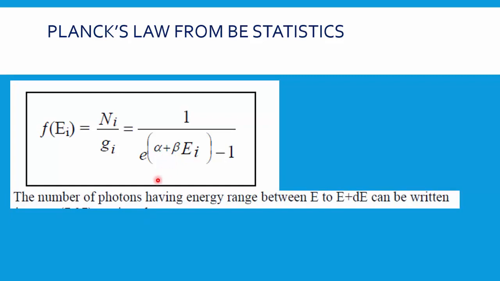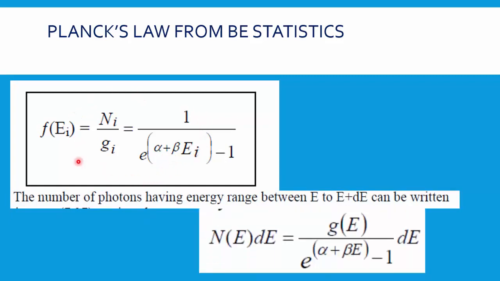So if I want to express this distribution function in terms of energy, I can write it in this form. If you want to express the number of photons, N meaning the number of particles, here it is photons. If I want to express the number of photons between E and E plus dE, then you have to write the number of photons as a function of energy. What I have done is I have taken this g to the other side and everything remains the same.